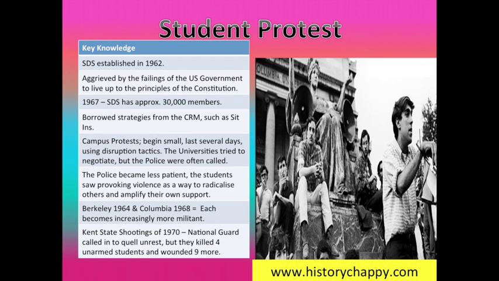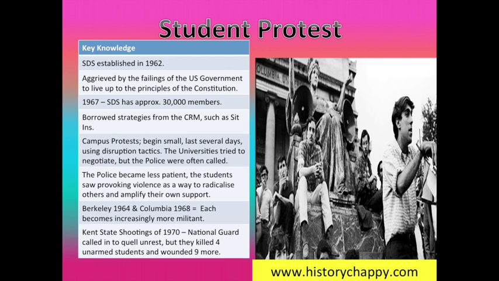So the student protest movement, interesting one. The Students for a Democratic Society was set up by 1962 and by 1967 had 30,000 members. They borrowed some strategies from the civil rights movement, but largely undertook campus protests, which began small, using disruptive tactics. The university tried to negotiate, often failed to be successful. The police were called. The police became less patient. The students saw provoking violence as a way to radicalise others and amplify their own support.